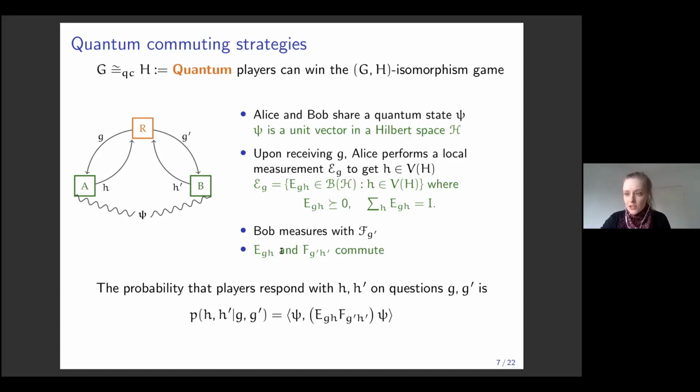Okay, so rather than in the tensor product model, where you would have for Alice E tensor identity on Bob's space and analogously for Bob, and of course these operators would commute, here you're not imposing that tensor product structure, but you still require that they commute. Now, if we have a strategy of this form and the players use it in this game, then we can compute the probability that given questions G and G prime, Alice and Bob answer with H and H prime. And this is given by this inner product. Now, this should look very, very familiar, except that I don't have a tensor product here, but just a product of this E and F.